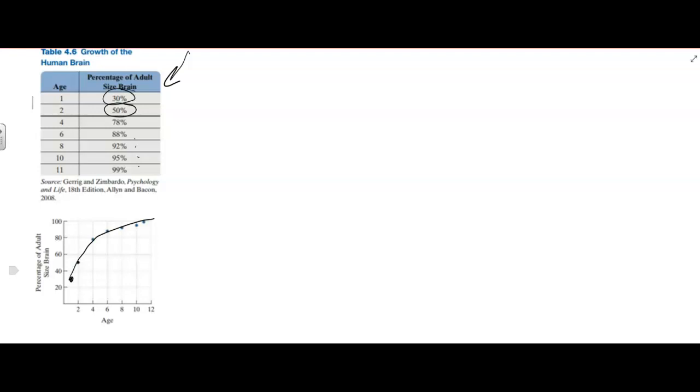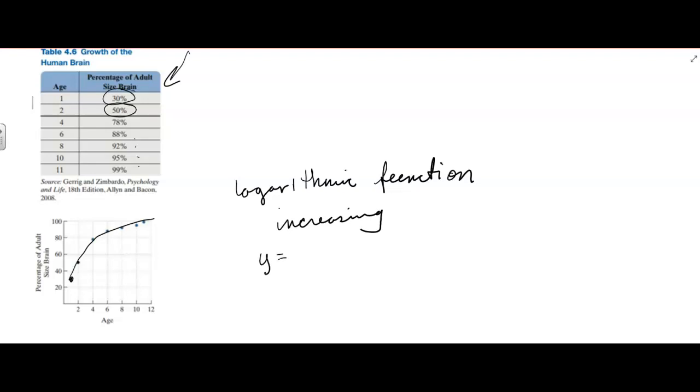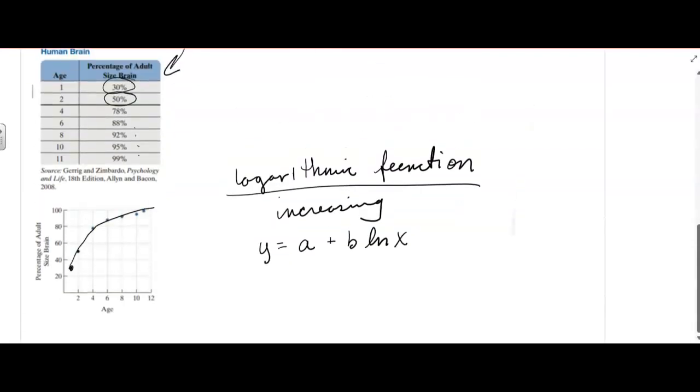Okay. So this looks like a logarithmic function. And it's increasing. You could say it's modeled by y equals a plus b natural log x. I think they just want you to say it's a logarithmic function, but you could put more information in if you wanted. I think that's it for that video.